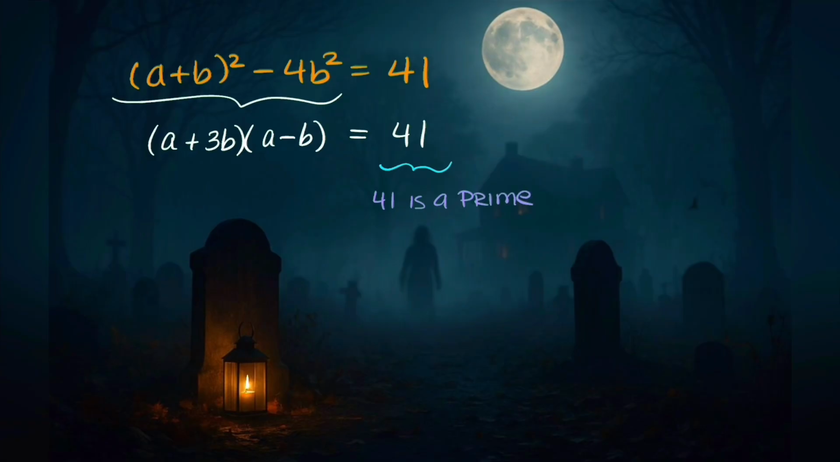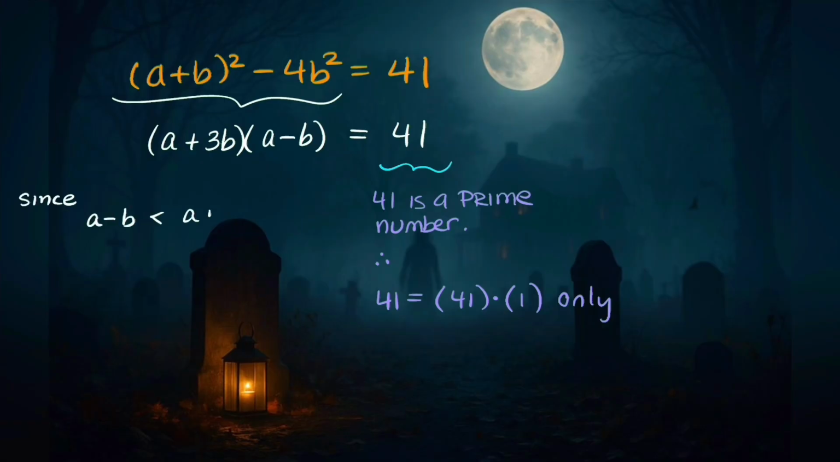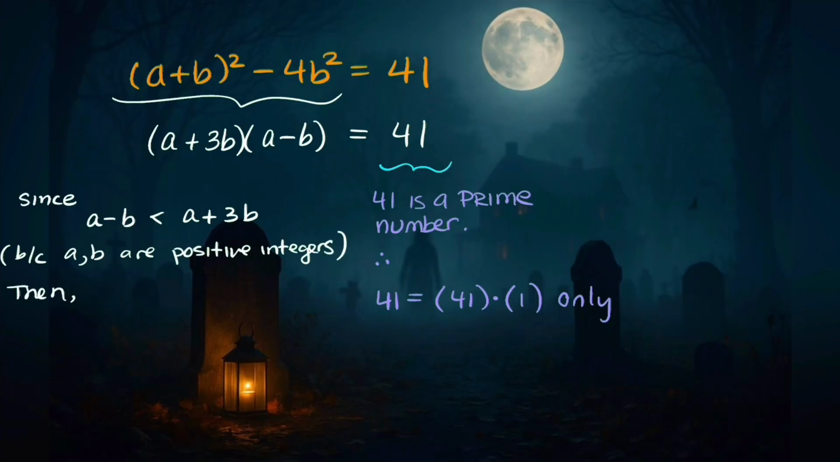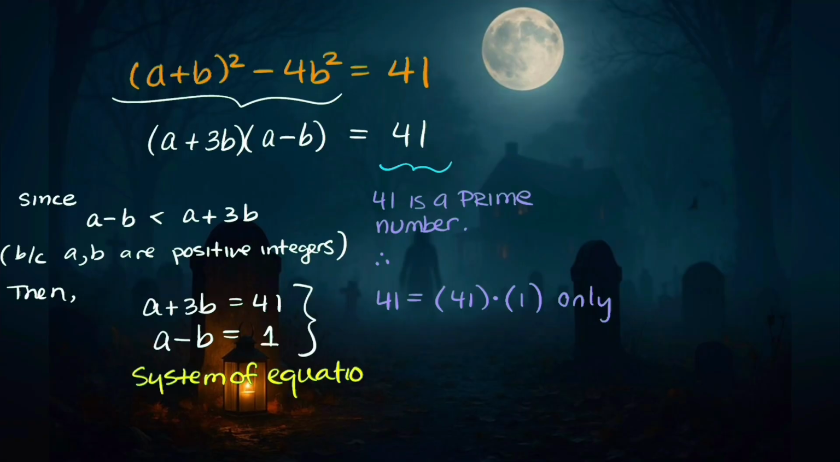Now notice that the right-hand side of our equation is a prime number, 41, which only factors in one way, 41 multiplied by 1. And since a minus b is less than a plus 3b, since a and b are positive integers, we can conclude that a plus 3b is 41 and a minus b is 1, a system of equations that is easy to solve.